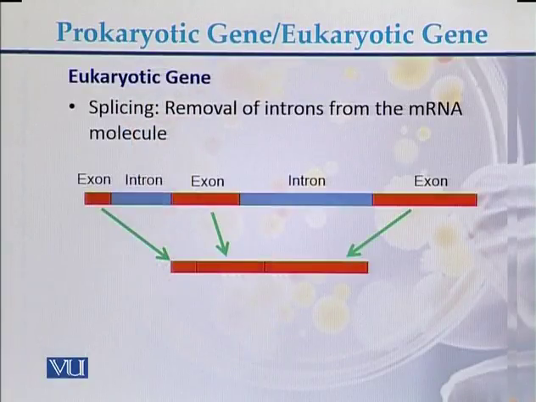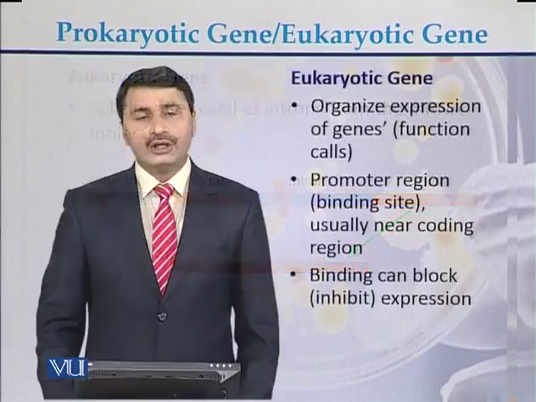This is a typical eukaryotic gene. Here we can see what splicing is. Splicing is removal of introns from the messenger RNA molecule. So this is exon, then intron, exon, and intron. Once messenger RNA is produced from the DNA, the introns are removed, and exon 1, then exon 2, then exon 3 join with each other. This phenomenon is called splicing of the introns from the sequence of messenger RNA.